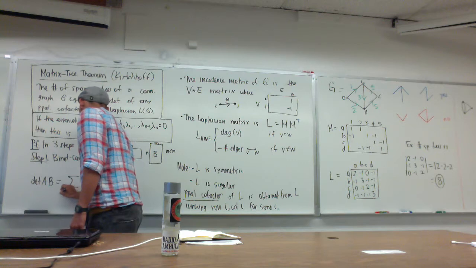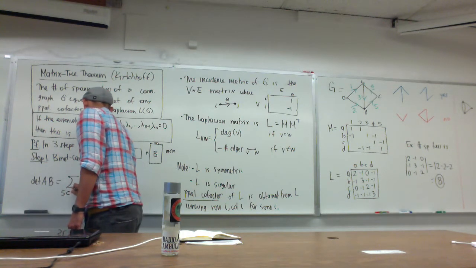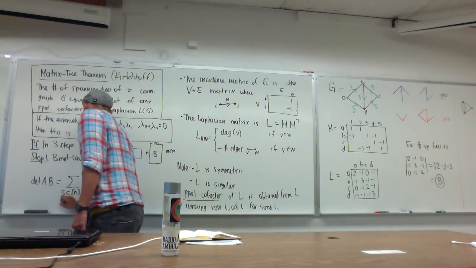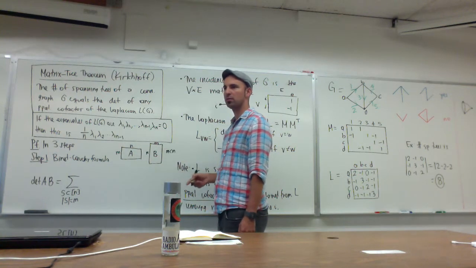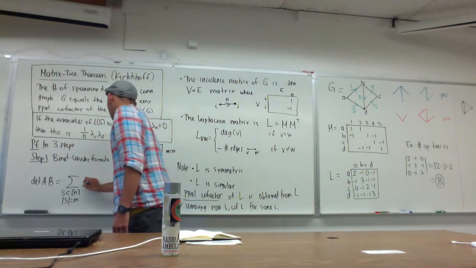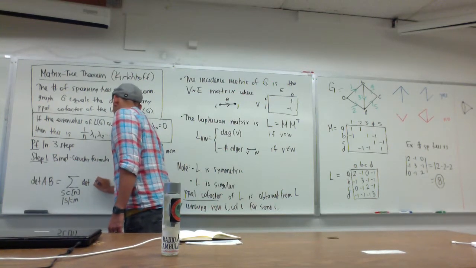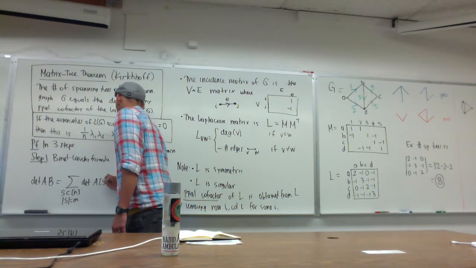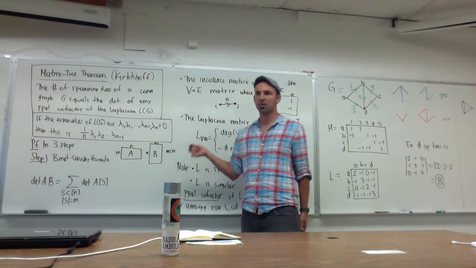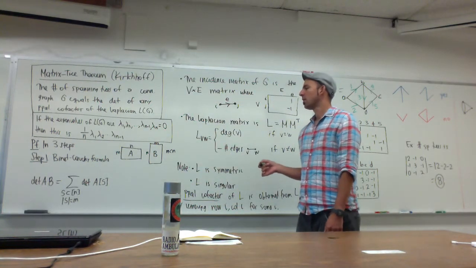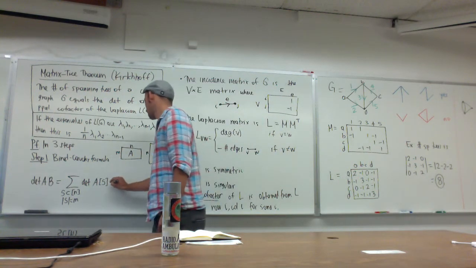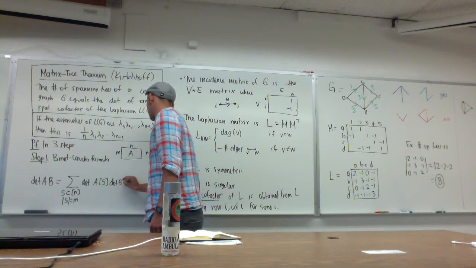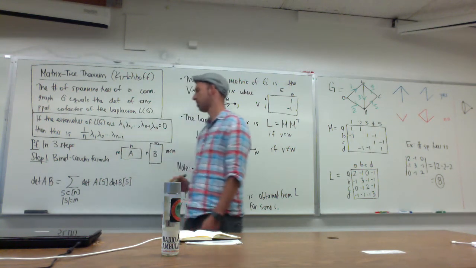So I'm going to look at every subset S of size m. I choose m of the columns here, and then I take the determinant of A restricted to those columns. That's a square matrix now, so I can take the determinant. And then I choose the same columns in B, and I take the determinant of that. And that's the formula.